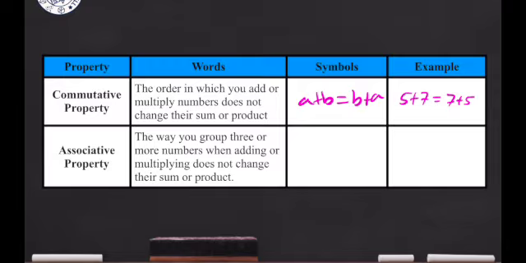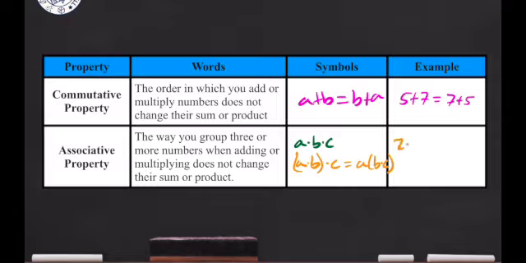The associative property is how we associate the numbers. We can only add 2 numbers at a time. So, actually, I'm going to read the words. The way you group 3 or more numbers when adding or multiplying does not change their sum or product. For example, with multiplication, A times B times C, you're going to have to group this. Either we group it as (A times B) times C, or we group it as A times (B times C). Does not matter the grouping. You're going to end up with the same result.